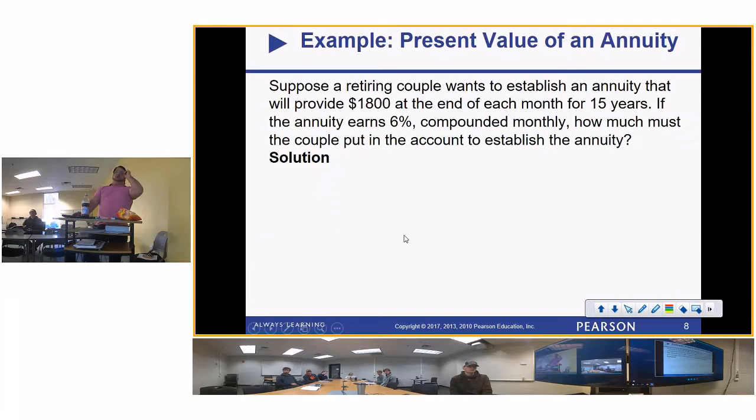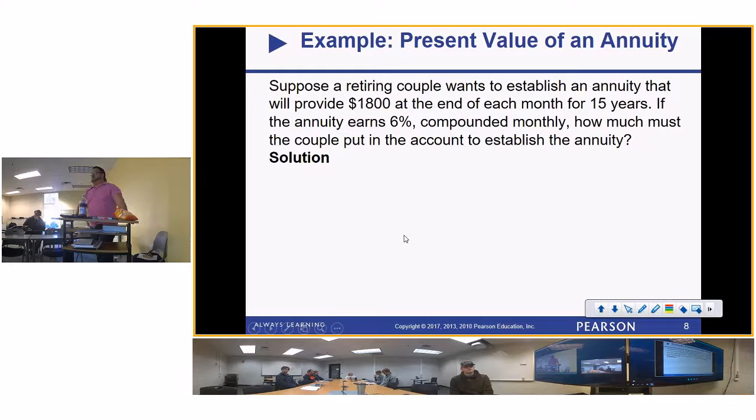Suppose a retiring couple wants to establish an annuity that will provide $1,800 at the end of each month for 15 years. They think they're going to die in 15 years, I guess. If they retire at 65, that'll put them at 80. I guess my mother's 80. She's not dead yet.